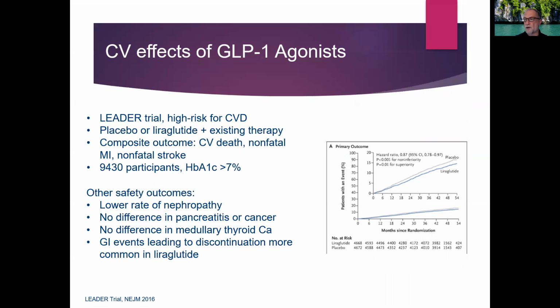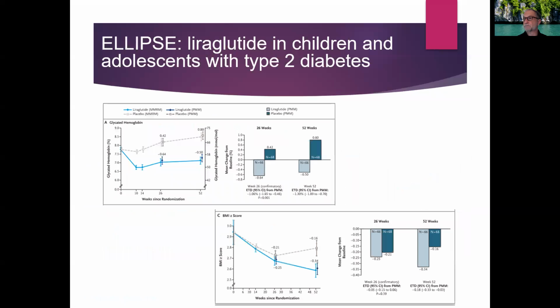There were also lower rates of nephropathy. There were no differences in pancreatitis or cancer, no differences in medullary thyroid cancer, both of which had been a concern. GI events, however, did lead to discontinuation more commonly with liraglutide.